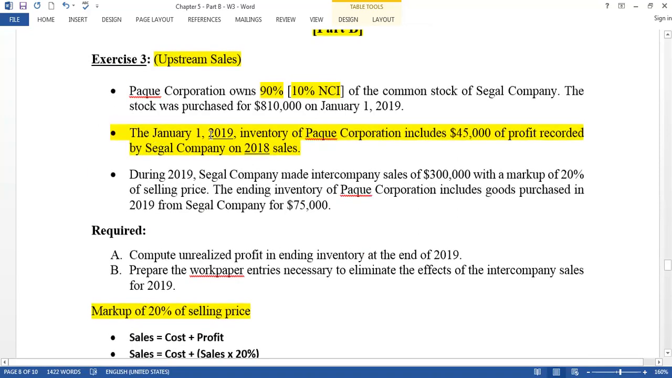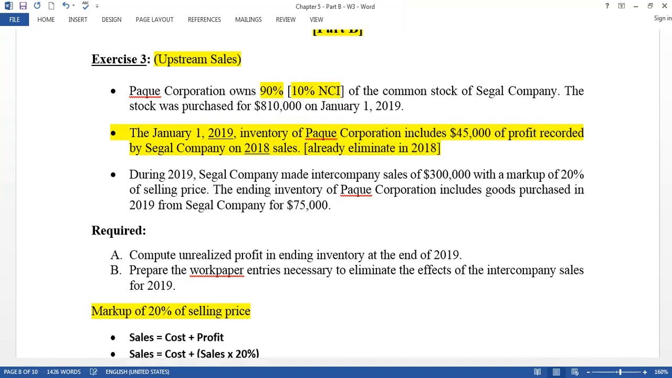So I repeat again, on January 1st, inventory of parent company includes $45,000 profit. Do you understand what is the meaning of profit? It is unrealized profit. Before it was unrealized profit; in 2018 we already eliminated it. So this unrealized profit was already eliminated in 2018. Now 2019 came, it became profit. So this $45,000 was unrealized profit last year and became realized profit in 2019.